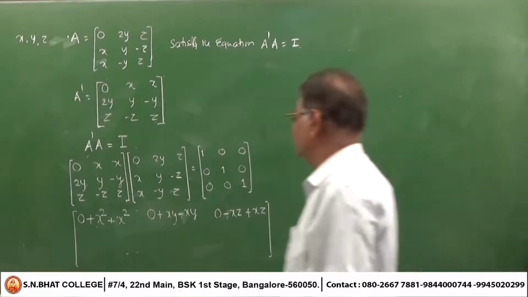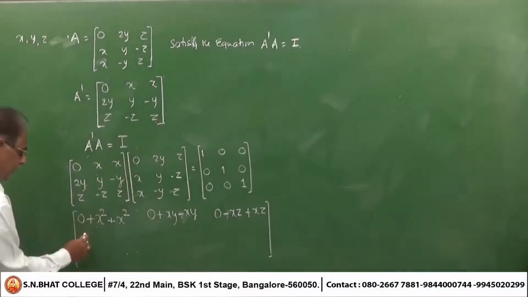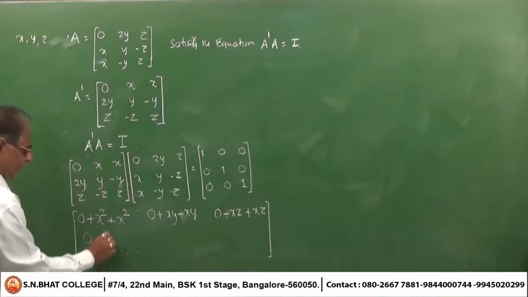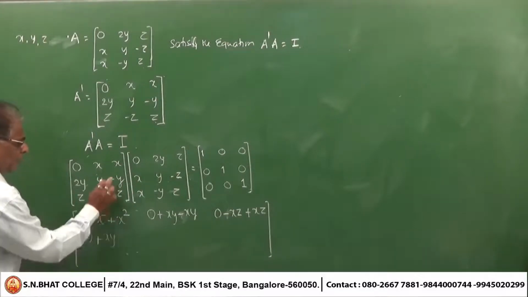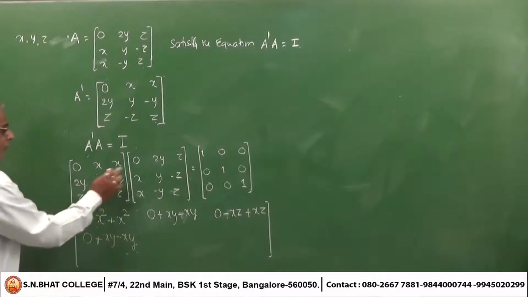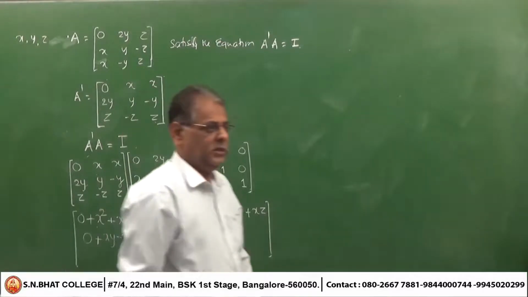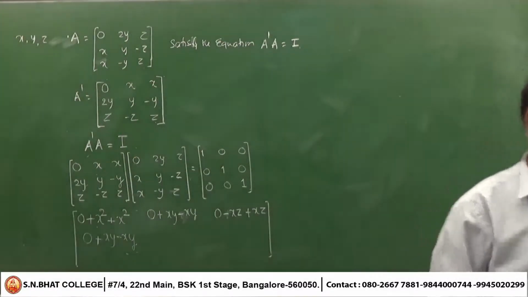Next, second row, first column. 2y into 0 is 0, plus y into x is xy, plus y into minus y is minus xy. 0 plus xy minus xy. Second row, first column.